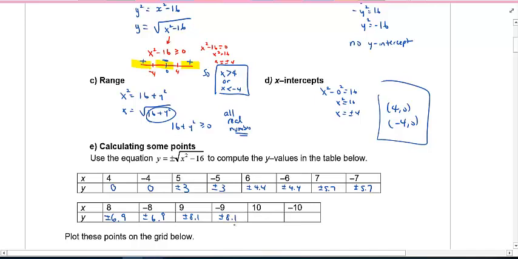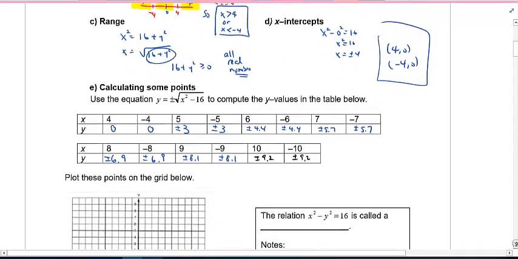100 minus 16 is 84. Square root of 84. What's that? 9.165, so about 9.2. And so now if we were to plot these points, let's see what happens.